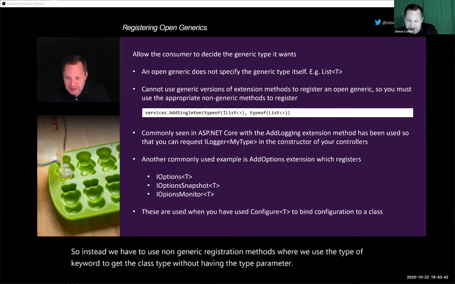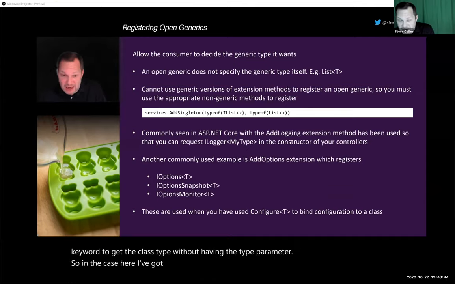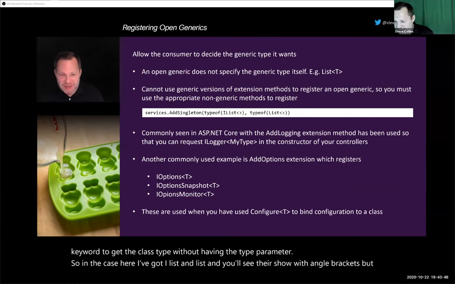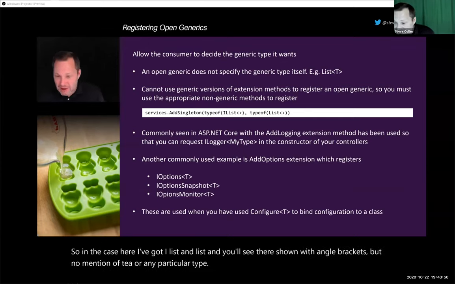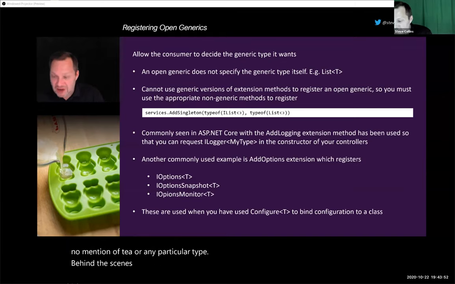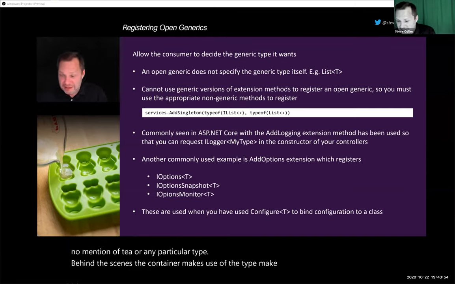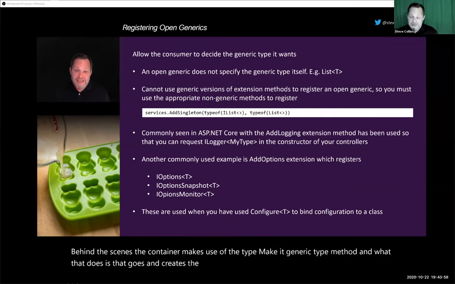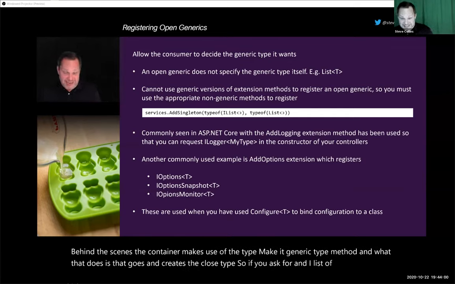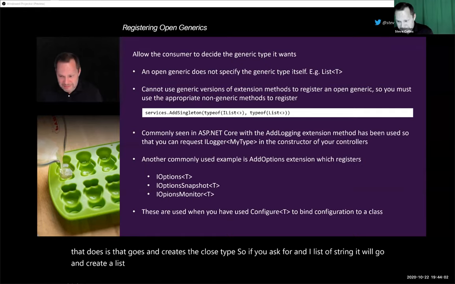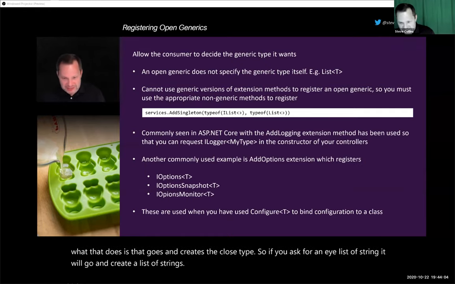So in the case here, I've got IList and List, and you'll see they're shown with angle brackets, but no mention of T or any particular type. Behind the scenes, the container makes use of the MakeGenericType method. What that does is it goes and creates the closed type. So if you ask for an IList of string, it'll go and create a List of strings, and then it'll return that instance.